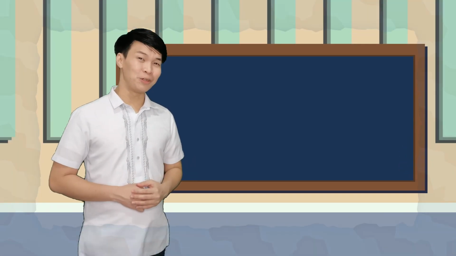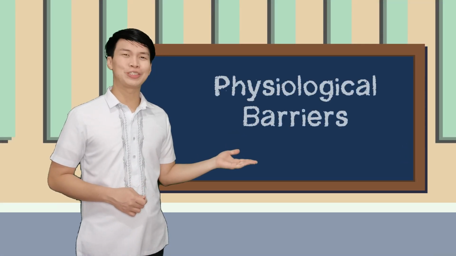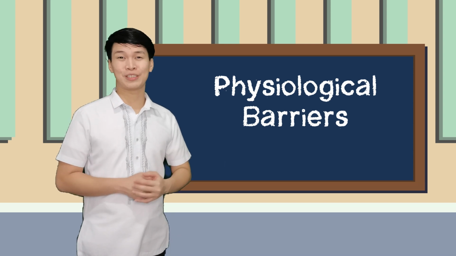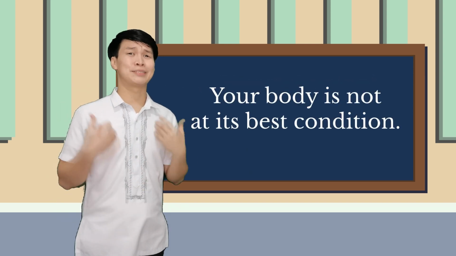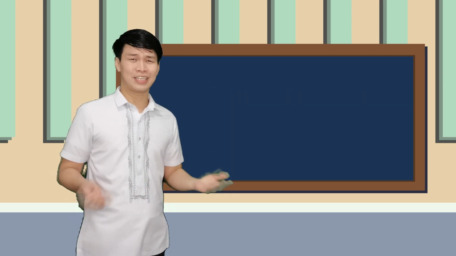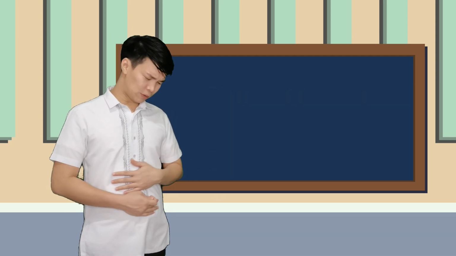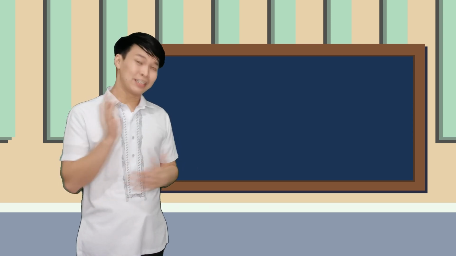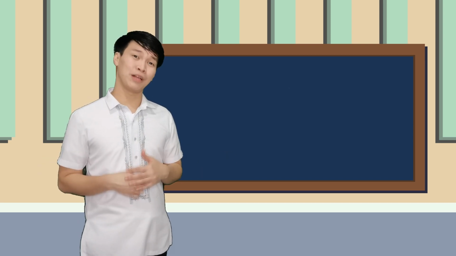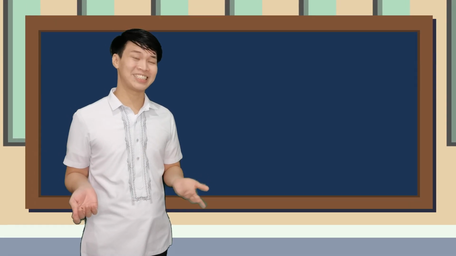Last, we have speech defects or language impairments. Class, I'd like to add, we also have what we call physiological barrier. When we say physiological barrier, class, it means that your body is not at its best condition. Let's say, for example, you have stomach ache or toothache. Definitely you can't communicate well if you are suffering from such.